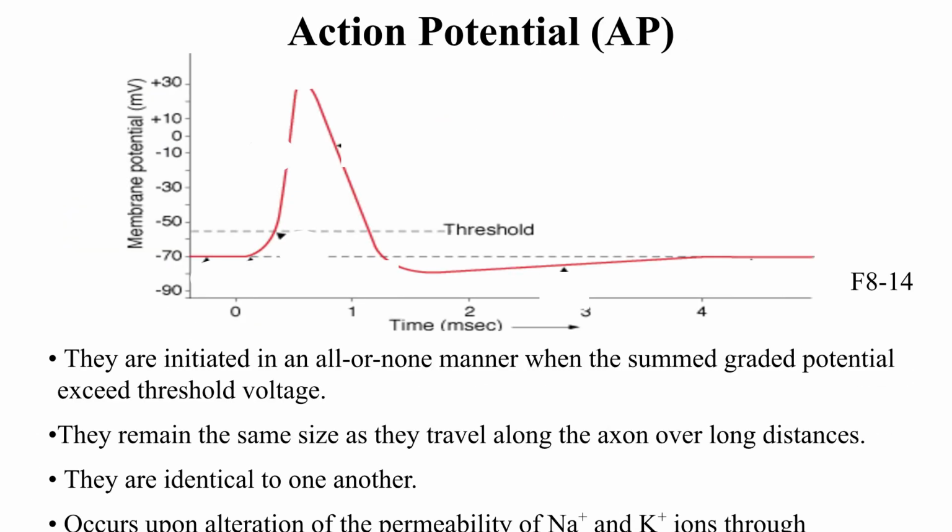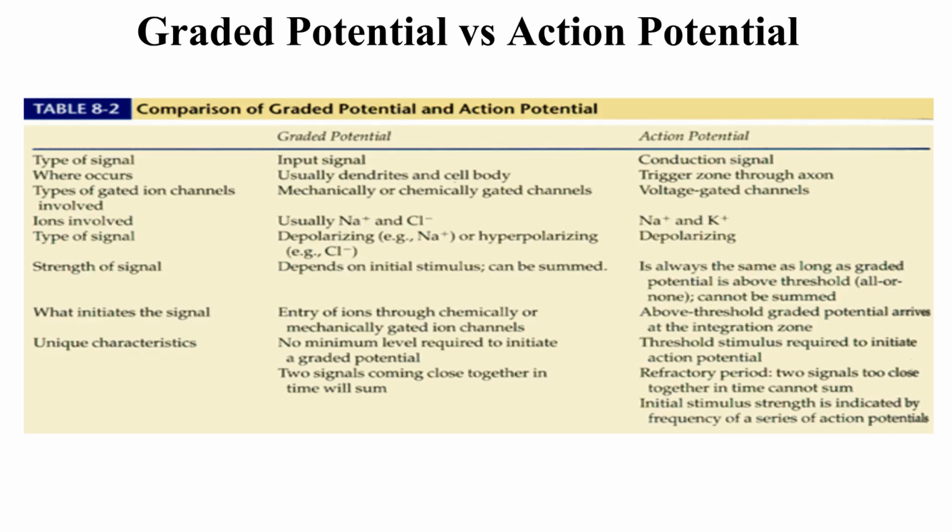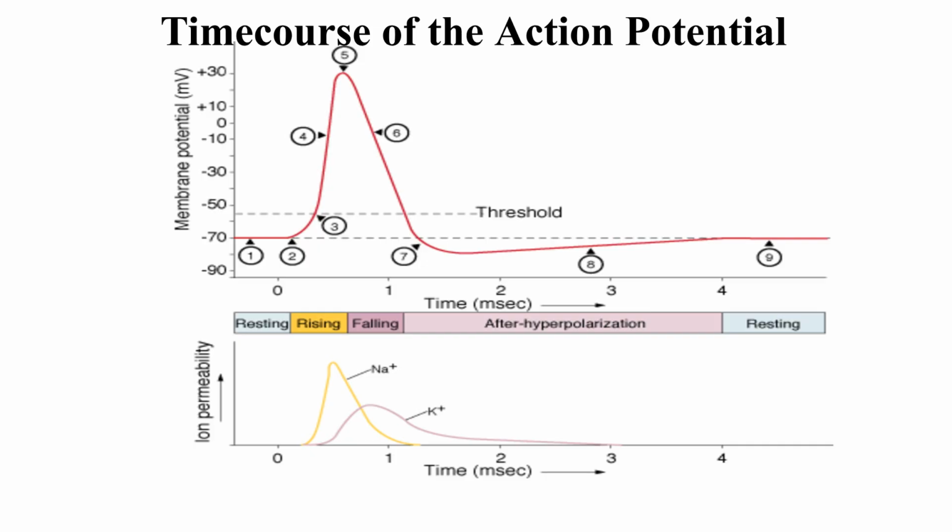Action potentials are all or none events when graded potentials exceed the threshold. They maintain the same size over long distances and are identical. They occur through alteration of Na+ and K+ ion permeability via voltage-gated channels. This slide compares graded potential and action potential. This slide illustrates the time course of the action potential.